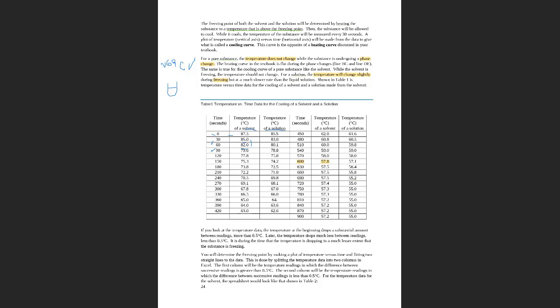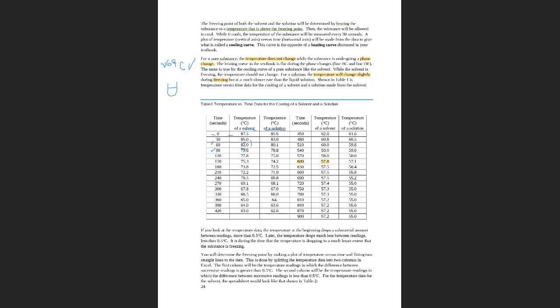But after some time, the temperature drops at a much slower rate. So what you will have to do here in Excel, which I will show you shortly, is prepare two columns, two series of data, and you will have two straight lines. We will split the temperature into two columns. The first column will be the temperature reading with a difference greater than 0.5.